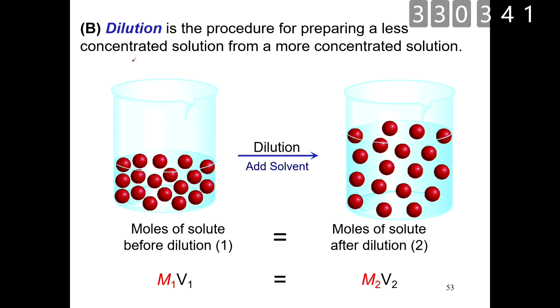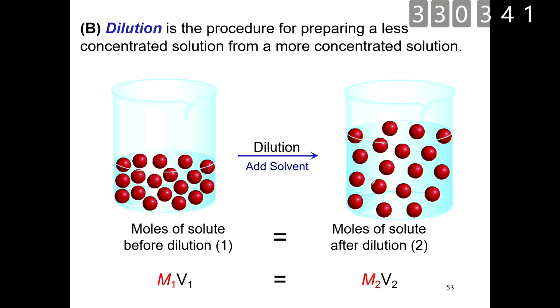The second way is called dilution. Dilution is the process for preparing a less concentrated solution from a more concentrated solution. For example, here we have this solution, the concentration is higher, and then we can add some solvent to prepare this solution, which has low concentration.